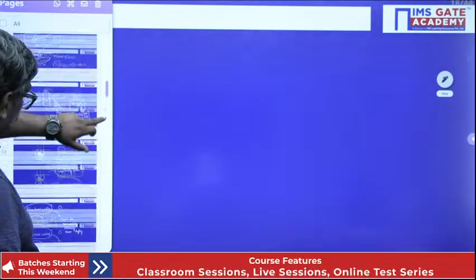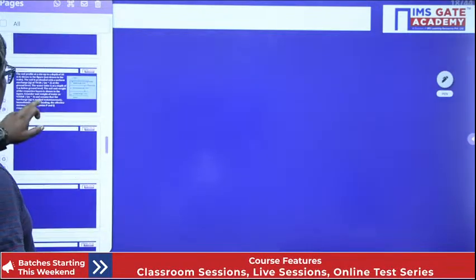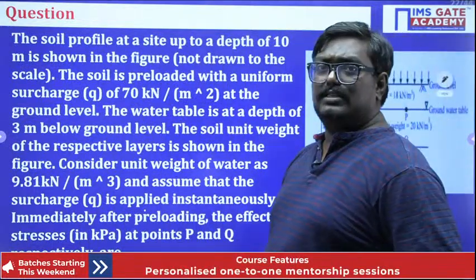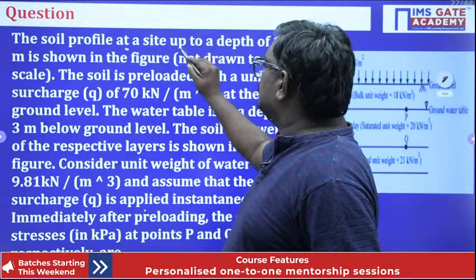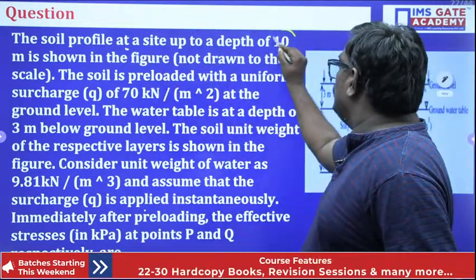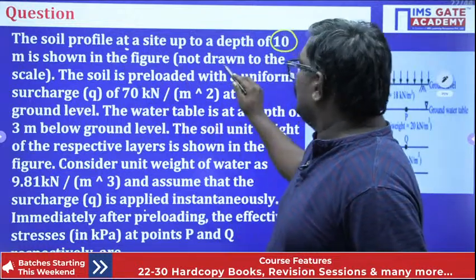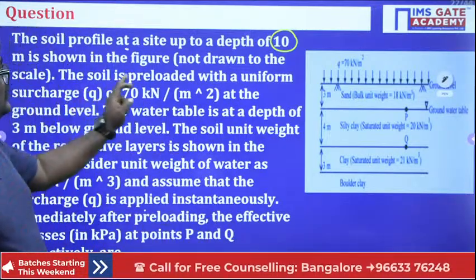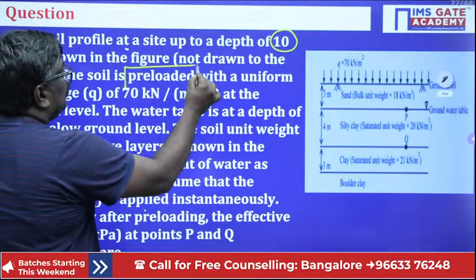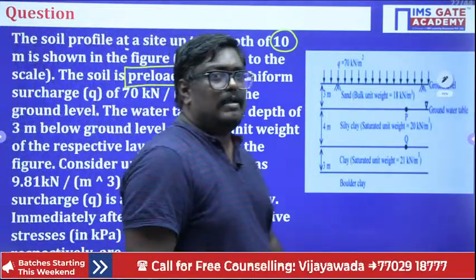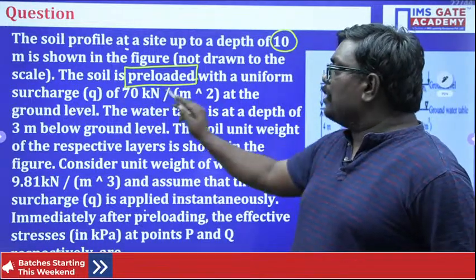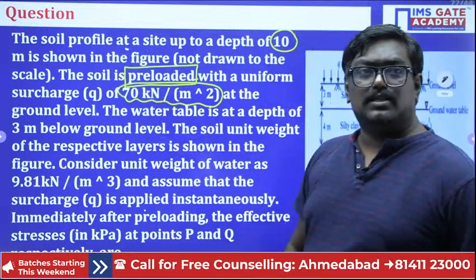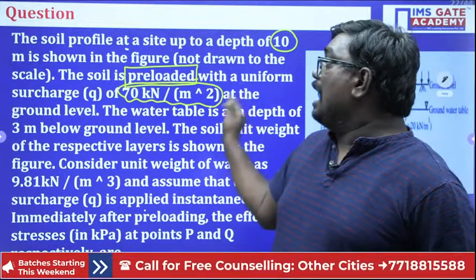One second, students. I have one beautiful question, students. This is one of the beautiful questions I would like to explain to you. The question is: the soil profile at a site, up to a depth of 10 meters, is shown in the figure, not drawn to scale. Means actually it is not drawn to scale, and the soil is preloaded. This has a huge impact, my dear students. The soil is preloaded with a uniform surcharge of 70 kilonewton per meter square at the ground level.